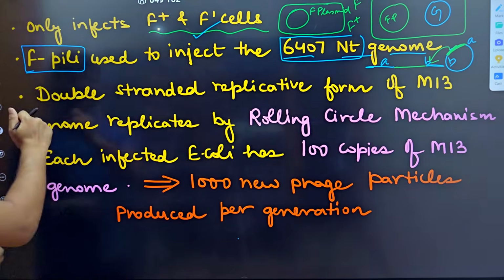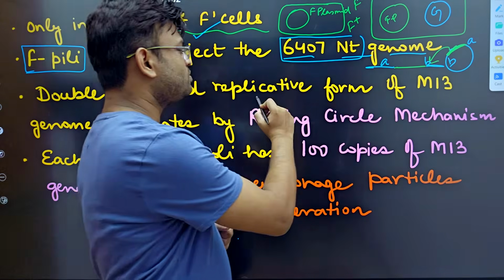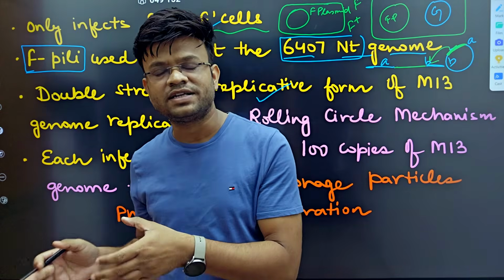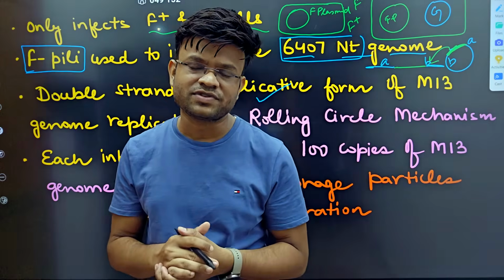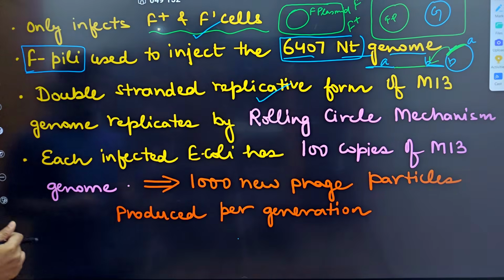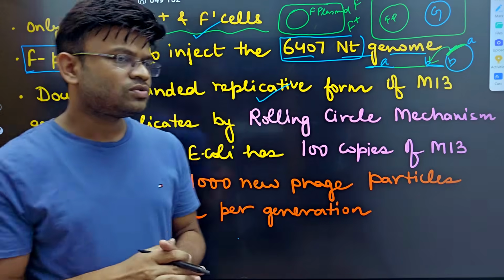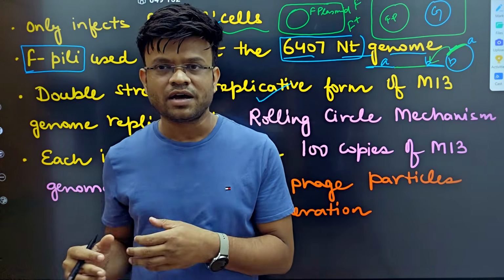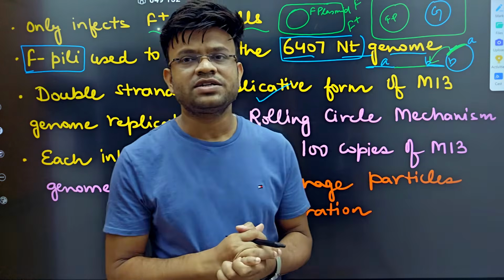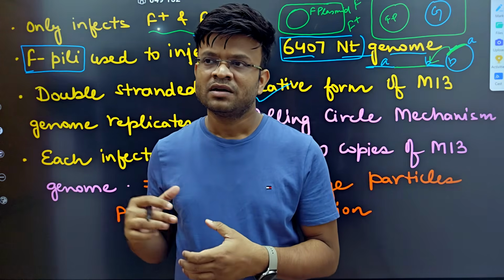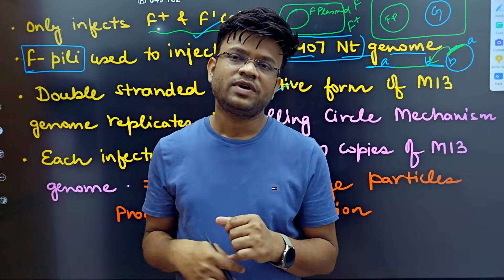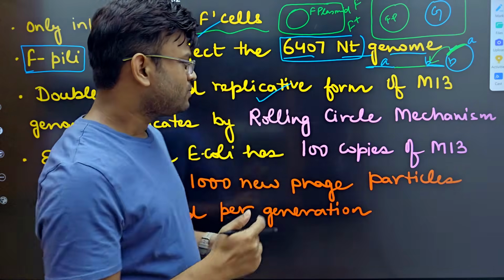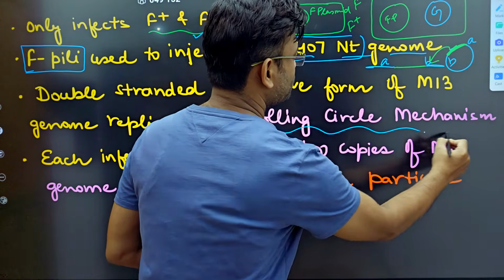Now, the double-stranded replicative form of M13 would be forming. As I have already said, initially it was in single-stranded form, but when it enters the bacteria, it forms the replicative structure and a double-stranded circular form is produced. Again, coming to the concept, how does replication take place inside a bacteria? There are two methods through which replication takes place inside bacteria. One is the theta method, and one is the rolling circle method, also called the sigma method of replication. Over here we are talking about the sigma method or rolling circle mechanism.